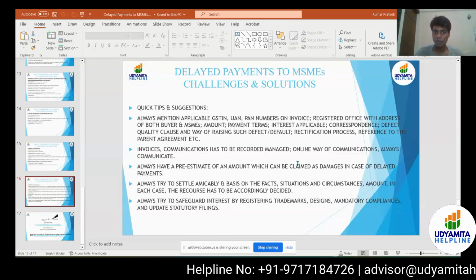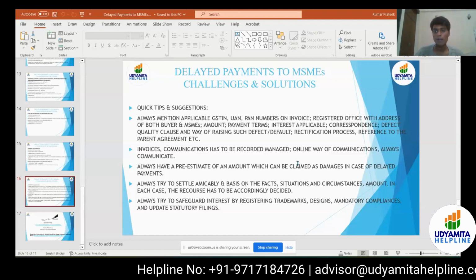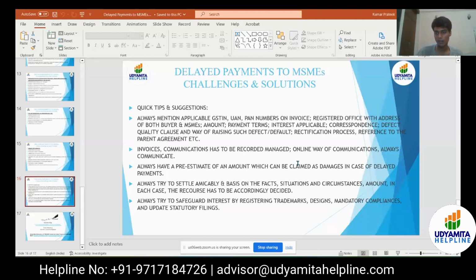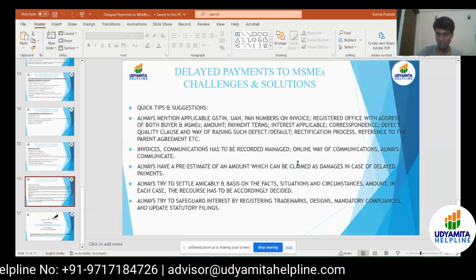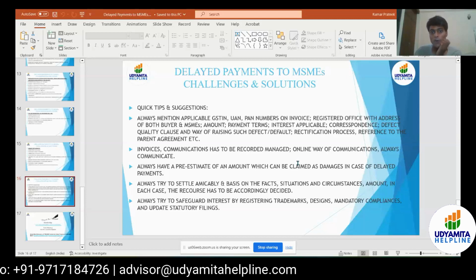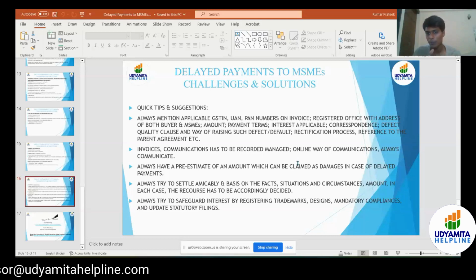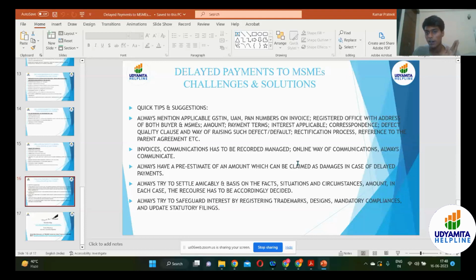Registered office address of both buyer and MSMEs. You have to have this much information because this information is also required in filing the reference claim before MSEFC, right? Amount, payment terms, all of these things have to be crystal clear. The payment terms have to be there, and what interest is to be applicable. You have to tell the other party that you are an MSME, and if they delay, the interest applicable would be as per the MSMED Act. You have to maintain correspondences.